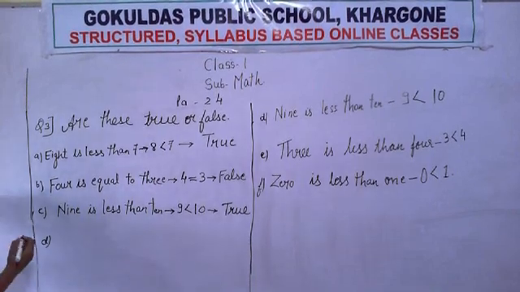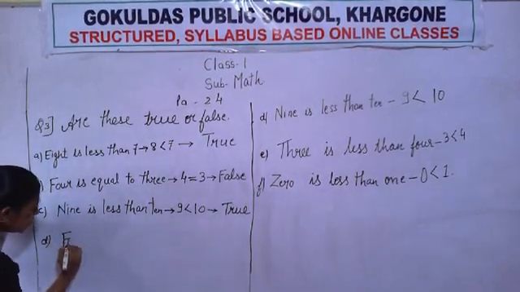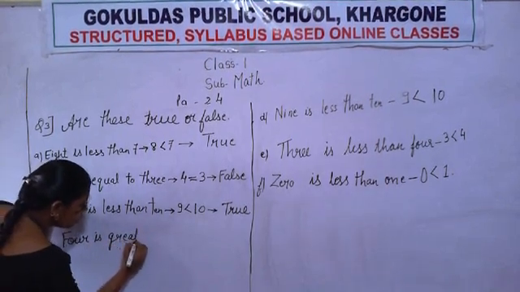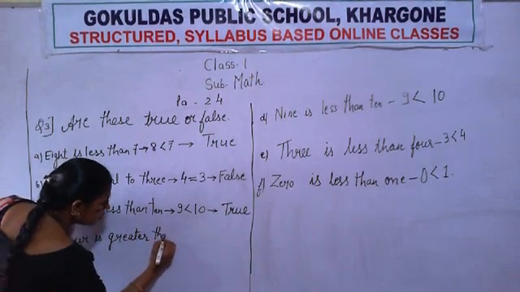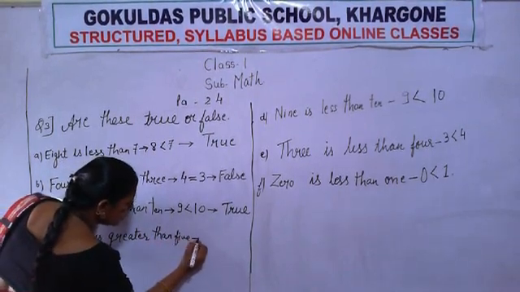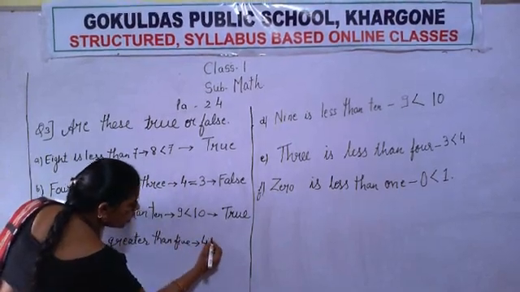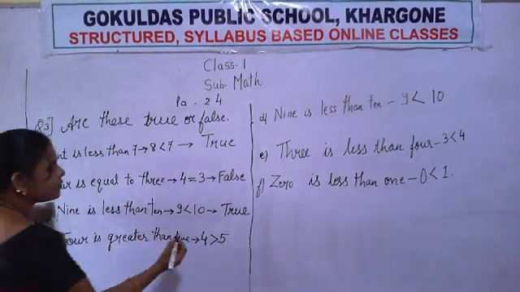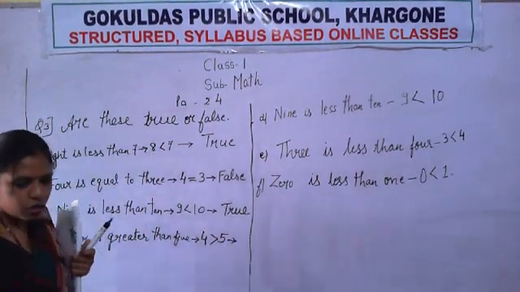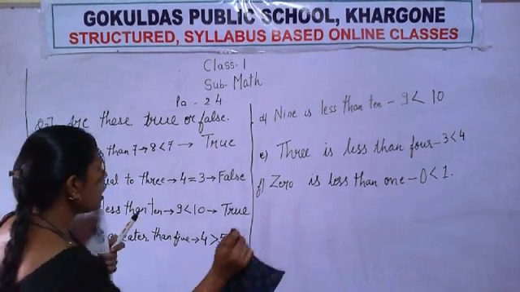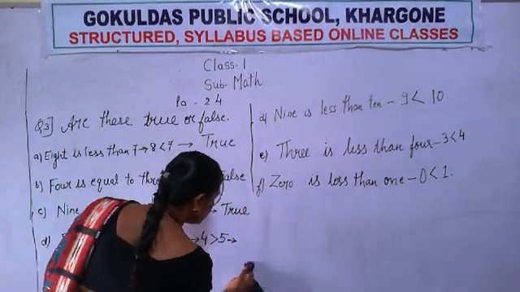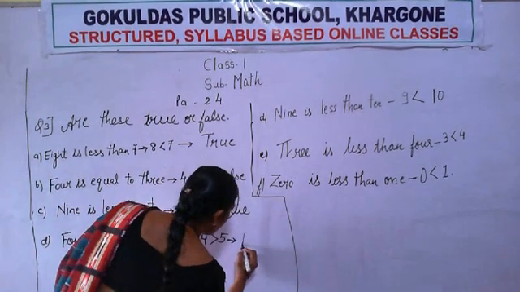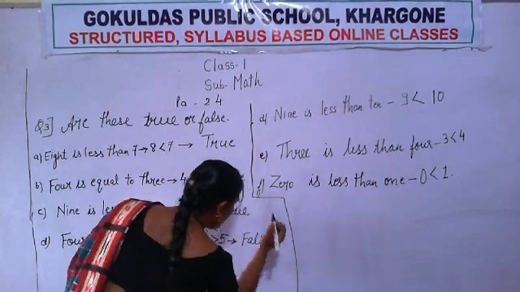Now D. 4 is greater than 5. That means 4, the sign of greater than, and 5. So is this correct? 4 is greater than 5. Is 4 bigger than 5? Yes or no? No, 4 is less than 5. That means the statement given here is false. So write here false.